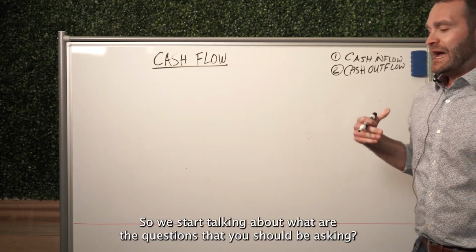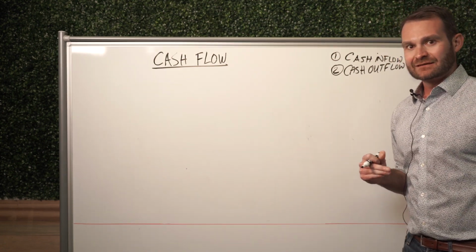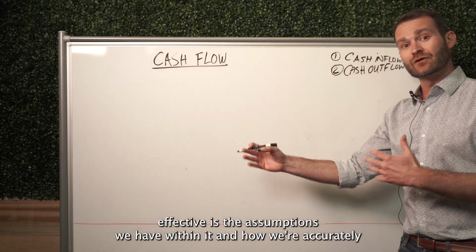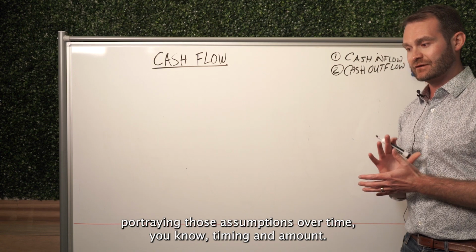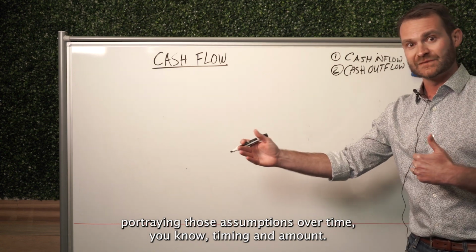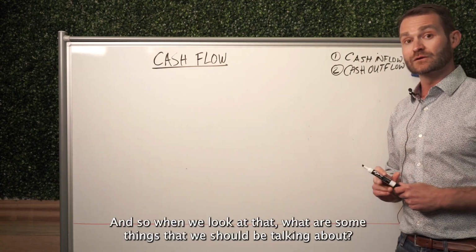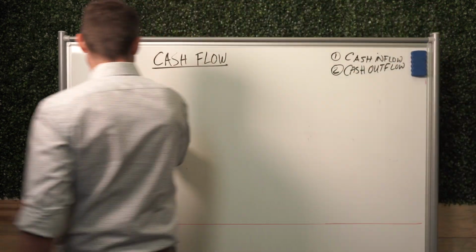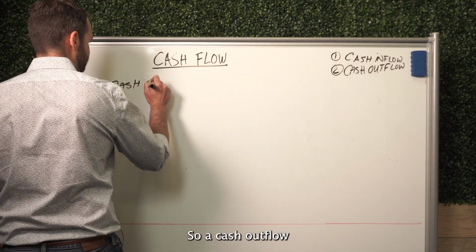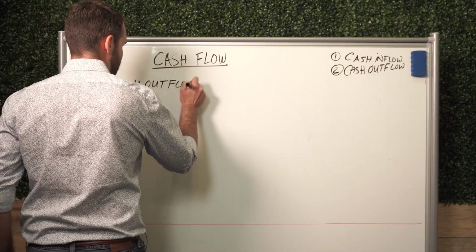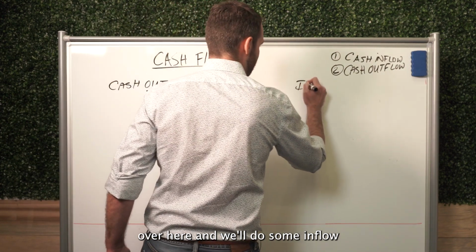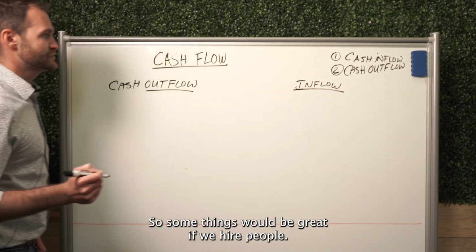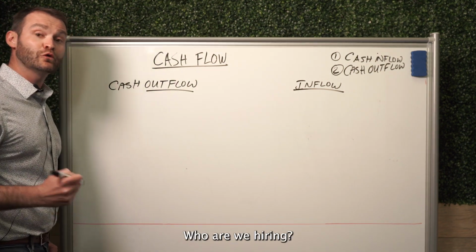So when we start talking about what are the questions that you should be asking? The cash flow is only as effective as the assumptions we have within it and how we're accurately portraying those assumptions over time, timing and amount. And so when we look at that, what are some things that we should be talking about? So a cash outflow over here, and we'll do some inflow over here. So some things would be, great, if we hire people, who are we hiring?